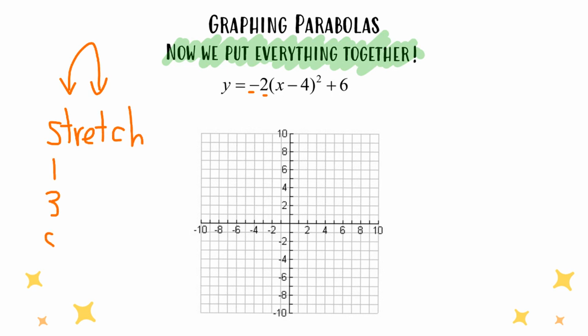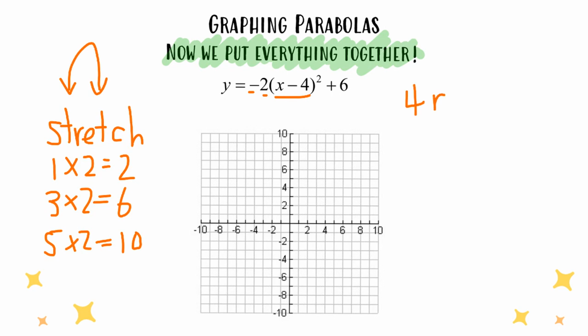And if I take my step pattern of 1, 3, and 5, I know I have to multiply 2 to all of those numbers. And my new step pattern is going to be 2, 6, and 10. I also see I have x minus 4, and that x minus 4 means I have a horizontal translation where I'm going to be moving 4 units to the right. And then finally, we have a plus 6. That means I have a vertical translation and I am going to be moving 6 units up.